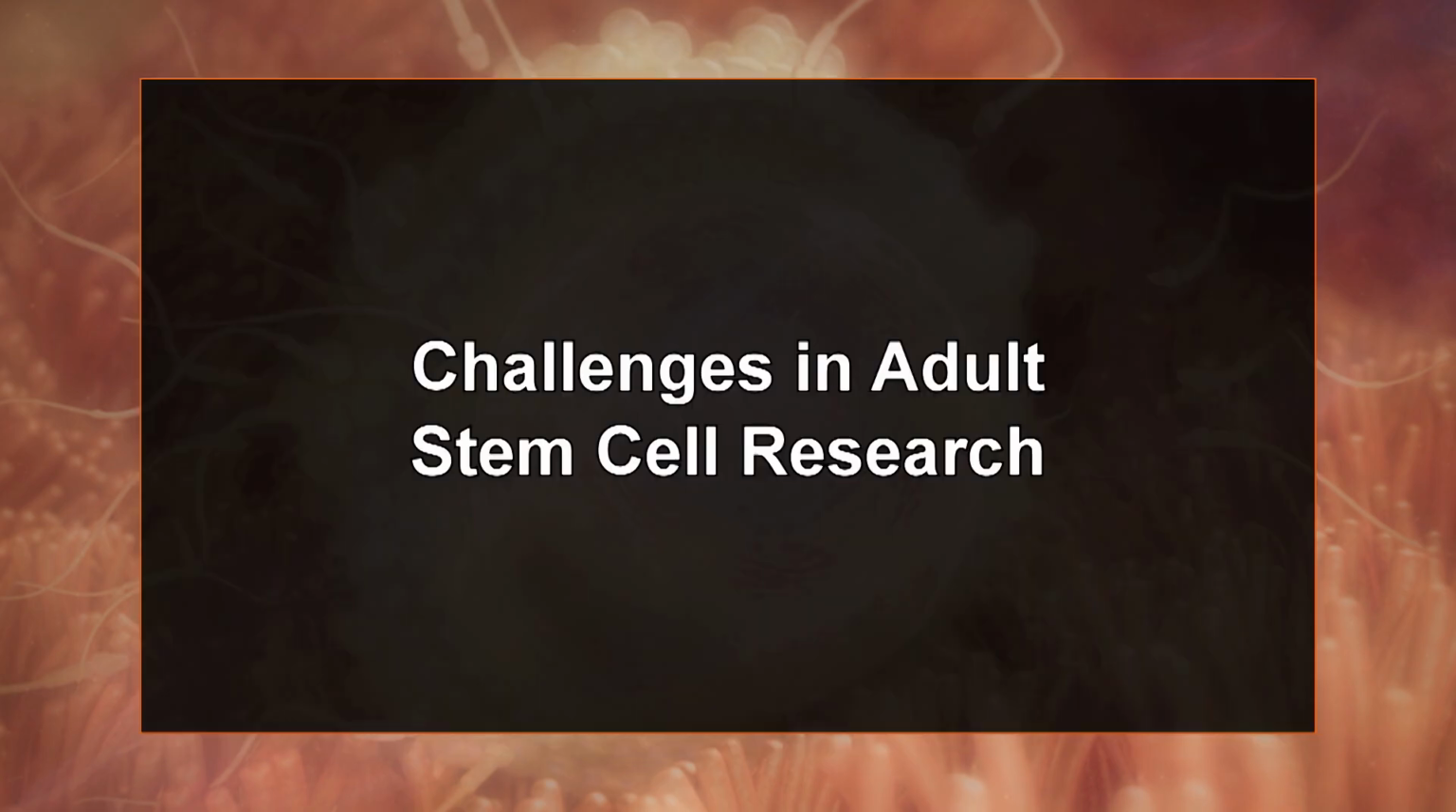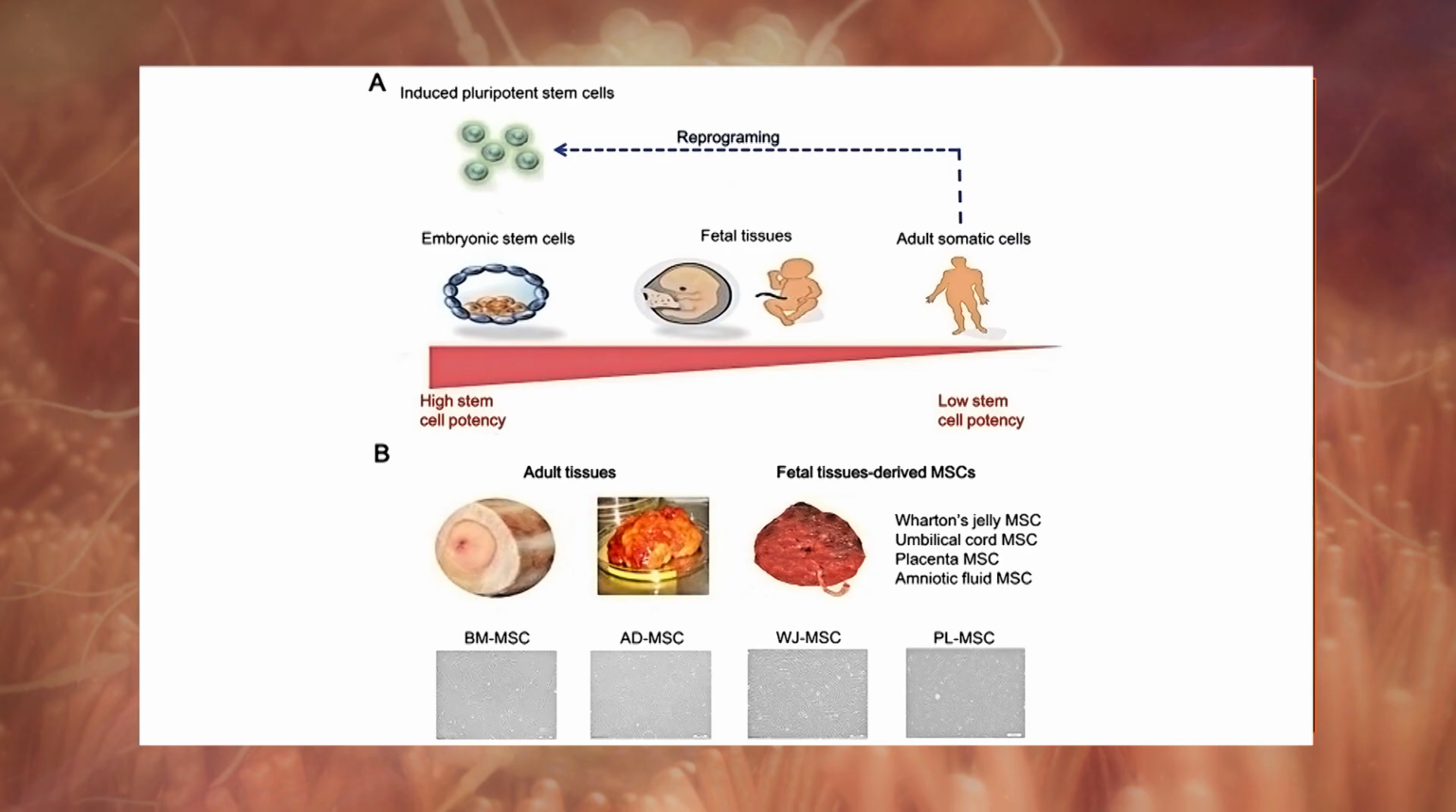Challenges in adult stem cell research. Adult stem cells' limited potency and niche dependence pose challenges for expansion and therapy. Heterogeneity with quiescent versus active subpopulations complicates isolation. Single-cell RNA sequencing reveals transcriptomic diversity in HSCs.